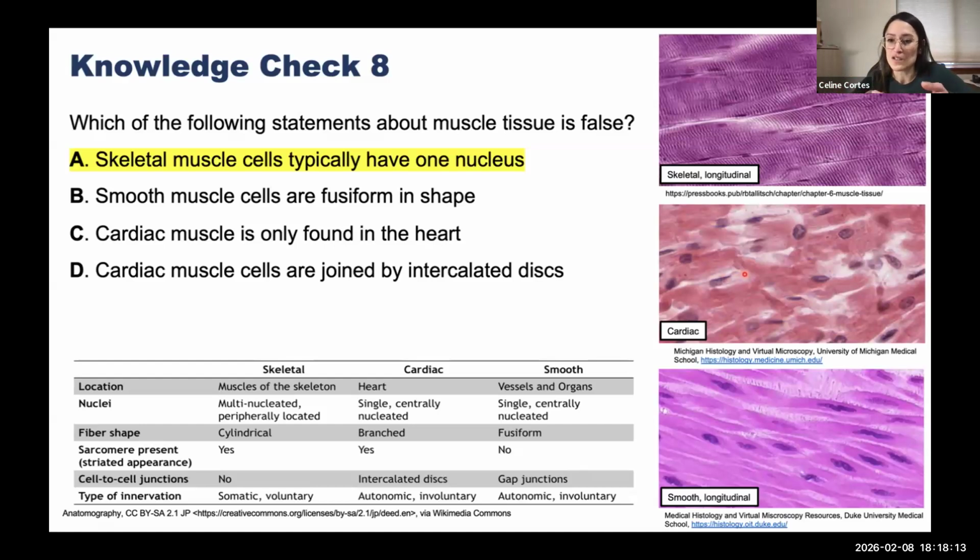So those connections, those intercalated discs there, just make sure that the heart, when it is performing its physiological functions, is able to contract as different units. So especially the chambers together, so the atria and the ventricles together. That's something that helps cardiac muscle perform that function. And then our smooth muscle down here tends to be more fusiform in shape. So that just means spindle shaped. It looks kind of like it's stretched out, and the nuclei are very centralized.